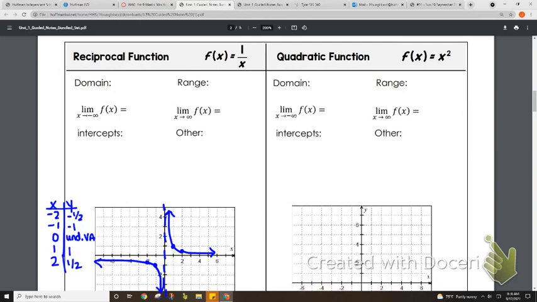So our domain, does our graph keep going to the left? It does. Does it keep going to the right? It does. But we have that vertical asymptote in the middle, right? So therefore, it can't be negative infinity to infinity. So we're going to have to break it up into two parts. We've got a domain for the left part, which is negative infinity up to 0 not included, union, and then 0 not included up to positive infinity for the right part.